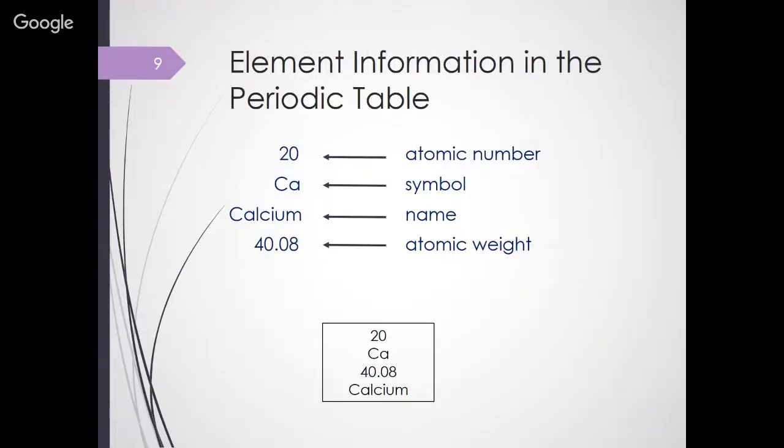What's some information that we get from the periodic table? Well, we have our atomic number, and the atomic number is always listed at the top of the box. That tells us how many protons an element has. We have our elemental symbol, which is either going to be 1 letter or 2 letters, and the first letter will always be capitalized. Then we have the name listed at the bottom. So Ca is calcium. And then we have our atomic weight, which is 40.08.